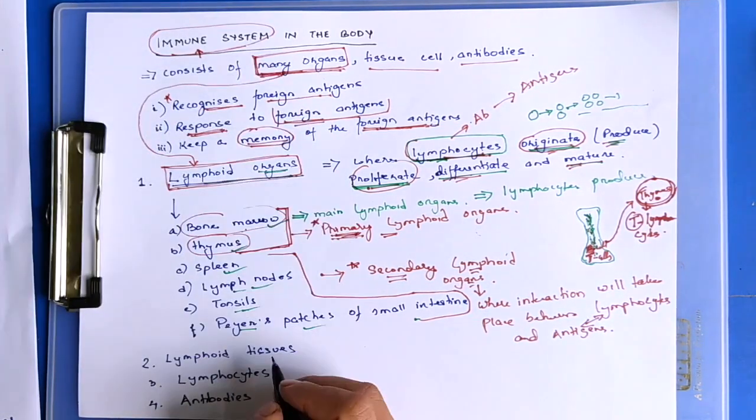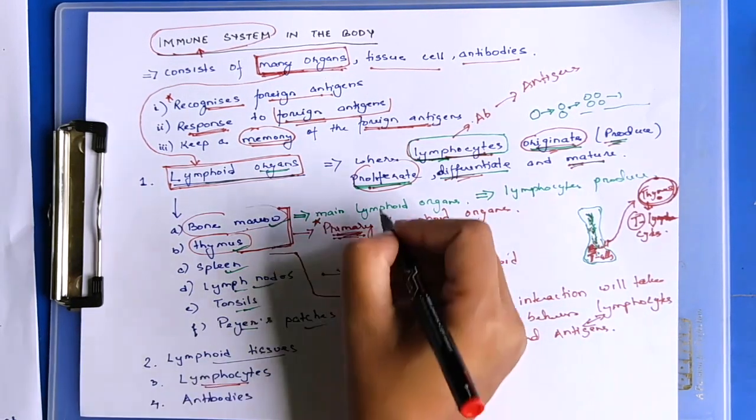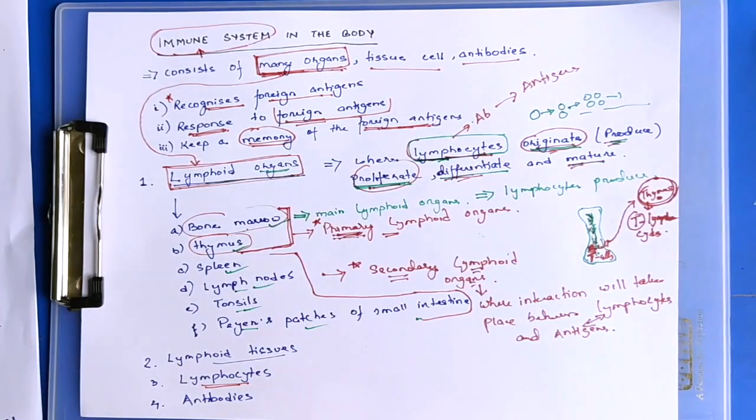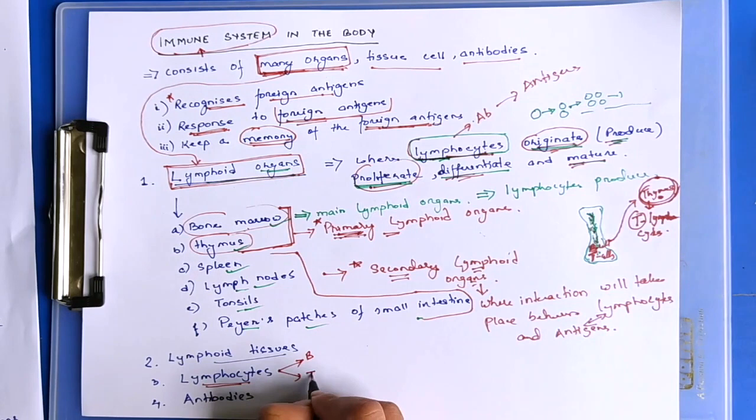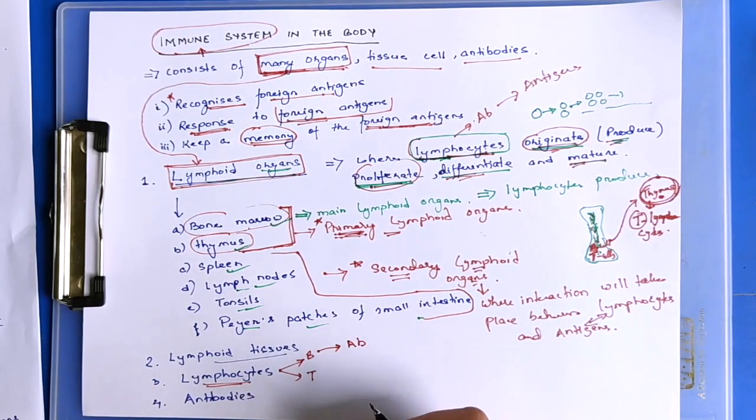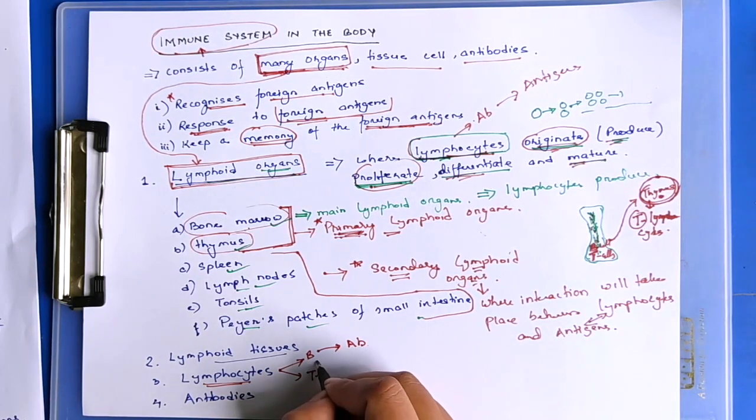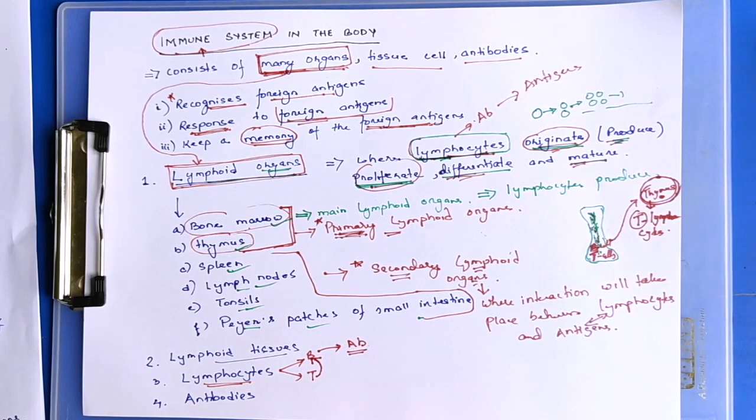Our immune system also contains lymphoid tissues and lymphocytes. Lymphocytes can be B lymphocytes and T lymphocytes, where B lymphocytes produce the antibodies and T lymphocytes help the B lymphocytes in producing antibodies.